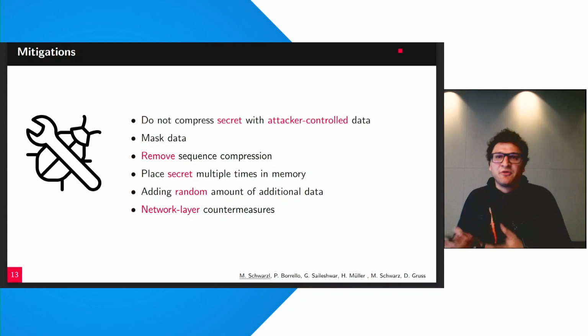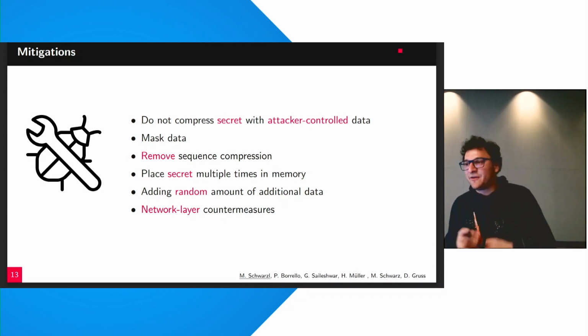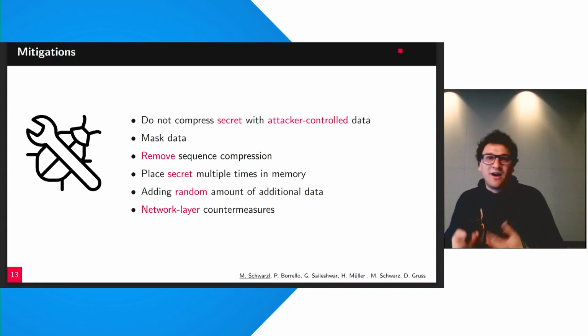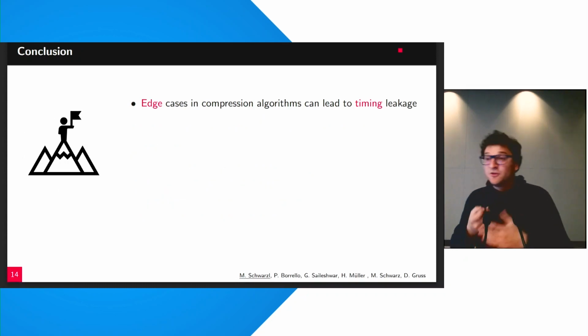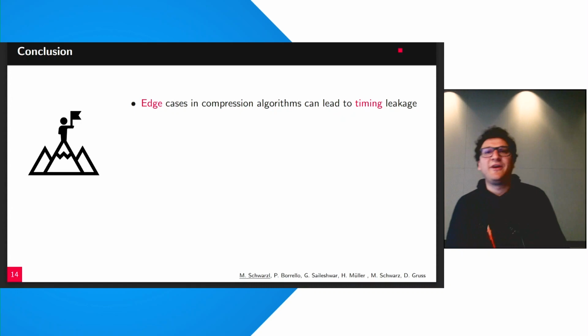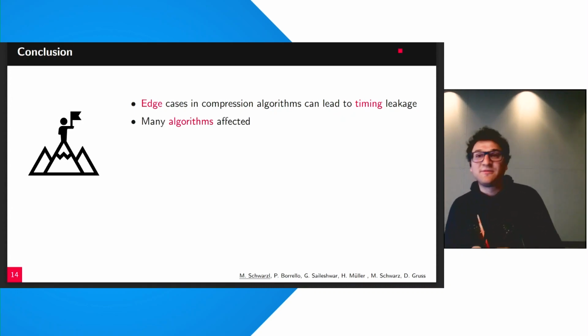Of course, if you're attacking from the network side, you can do some rate limiting or, I don't know, deep packet inspection to discover such attacks. So, concluding that talk, we have seen that edge cases in compression algorithms can lead to significant timing differences and can be exploited.